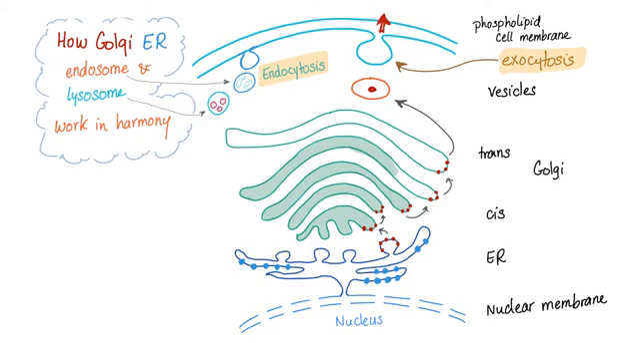Golgi apparatus, endoplasmic reticulum, endosomes, and lysosomes work together in harmony. So this is called endocytosis. Getting stuff into the cell is called endocytosis. If it's harmful stuff, it gets destroyed by the lysosome because it has hydrolytic enzymes, as we have discussed in a previous video. So exocytosis going out, endocytosis going in.